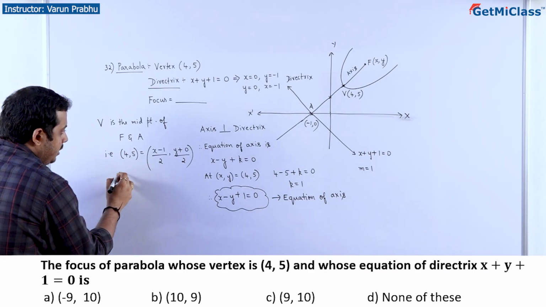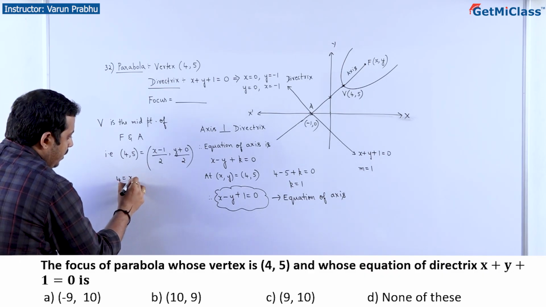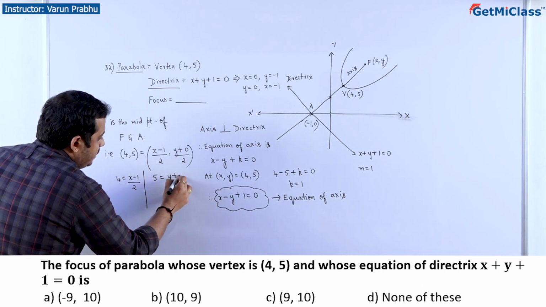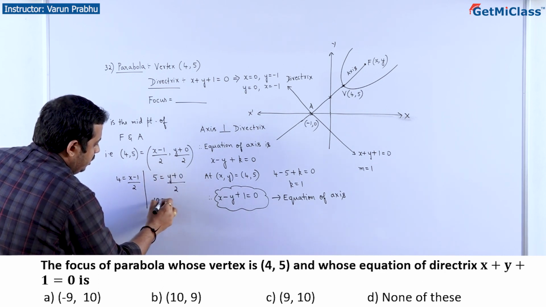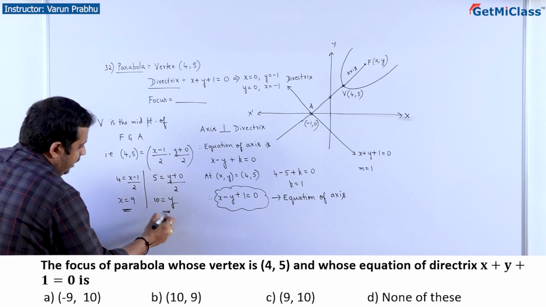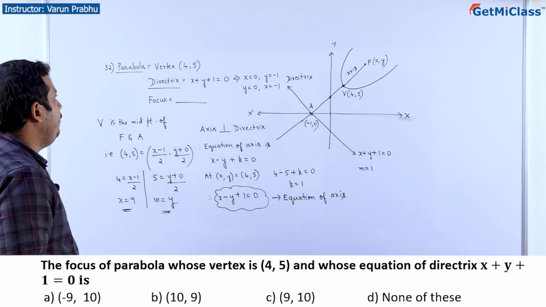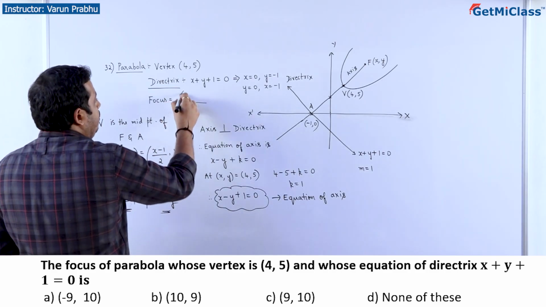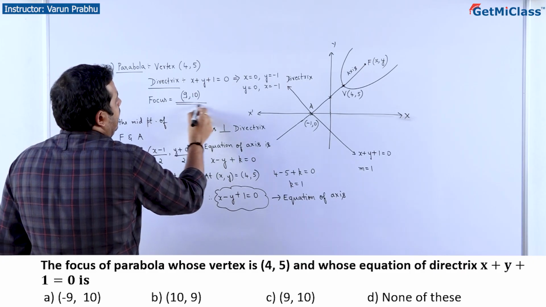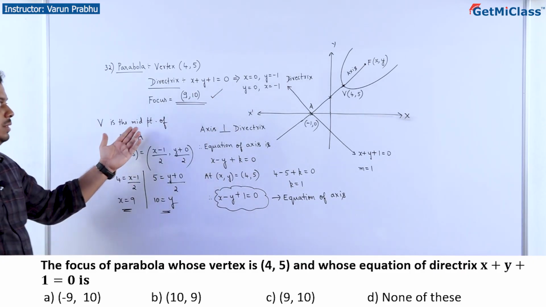So what will be the answer that we get? 4 should be equal to (x minus 1) divided by 2, and 5 should be equal to (y plus 0) divided by 2. So y is 10, and x is equal to 8 plus 1, which is 9. So the coordinates of the focus should be (9, 10). This will be the answer to the question. (9, 10) will be the coordinates of the focus.